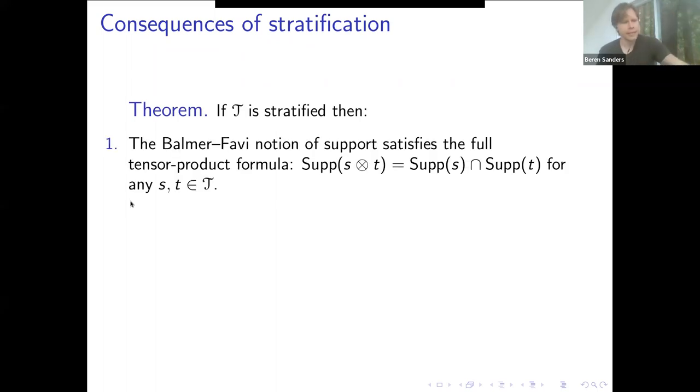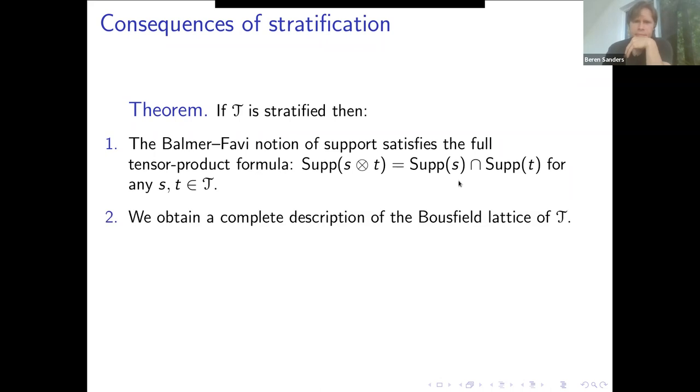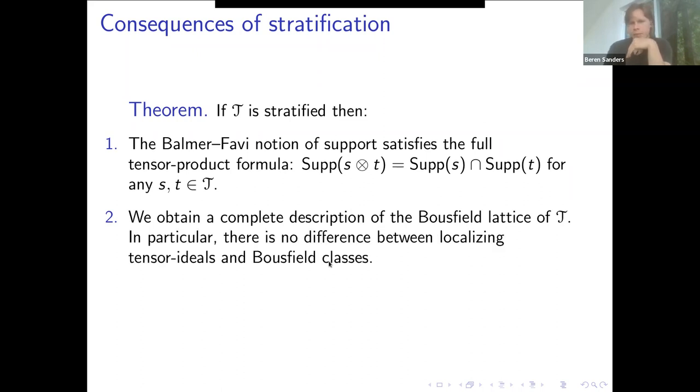Another thing that we do in this paper is we pin down some of the consequences of stratification. So, if we have this classification of localizing tensor ideals, there are a bunch of consequences. For example, the Balmer-Favi notion of support satisfies the so-called tensor product formula. We also obtain a complete description of the Bousfield lattice for T. And in particular, it turns out that there's then no difference between localizing tensor ideals and Bousfield classes.